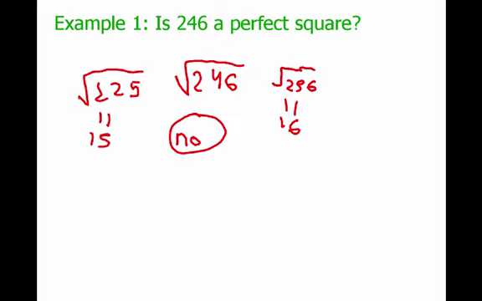So, the question we ask ourselves is, what is the square root of 246? Well, it's more than 15 and less than 16, so it's going to be 15 point something something something. It doesn't really matter. The question is just asking, is it a perfect square? We know it's not an integer, so the answer is no. Let's look at a second example.